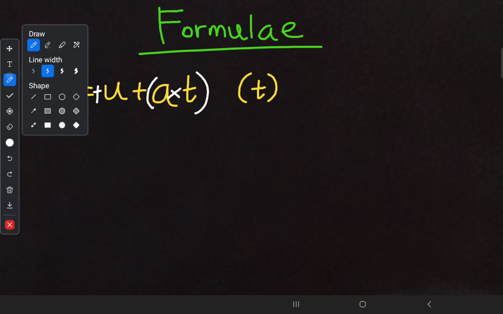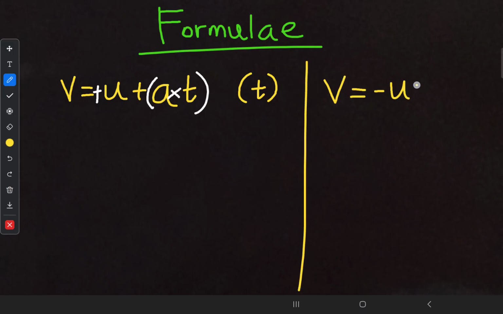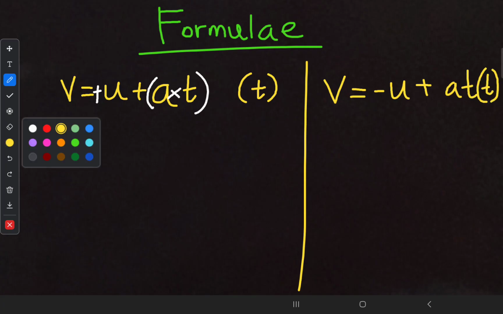For another case, I have another equation, V equals minus U plus AT. Here also you should subject T. There are two different formulas. I'll explain what mistakes students make in these questions. Here there is a positive mark, so you have to take this positive U as a negative U to the other side.